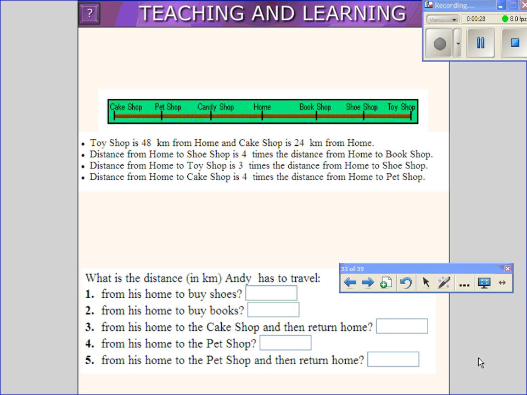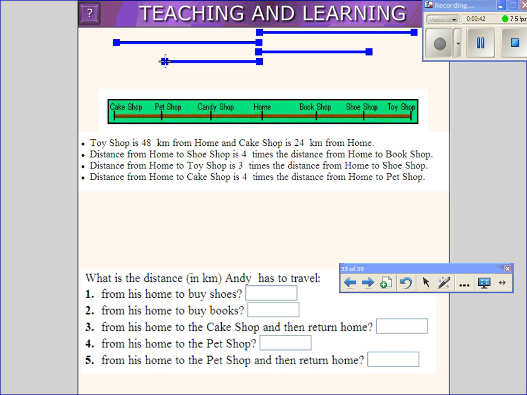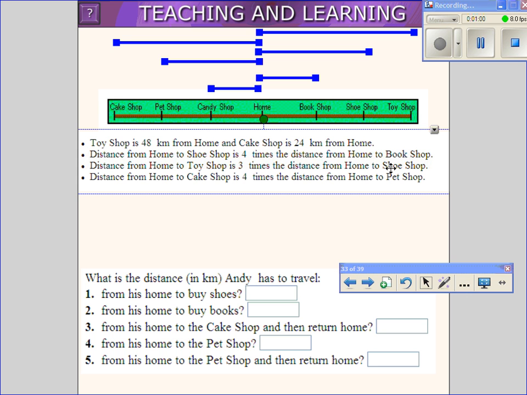The first path would be the longest, to either the toy shop or the cake shop. The next path I can take is either to the shoe shop or to the pet shop. And the last shorter paths are either to the bookshop or to the candy shop. So now that I've outlined my routes of travel, I can have a look at my information here and start eliminating some of the information.